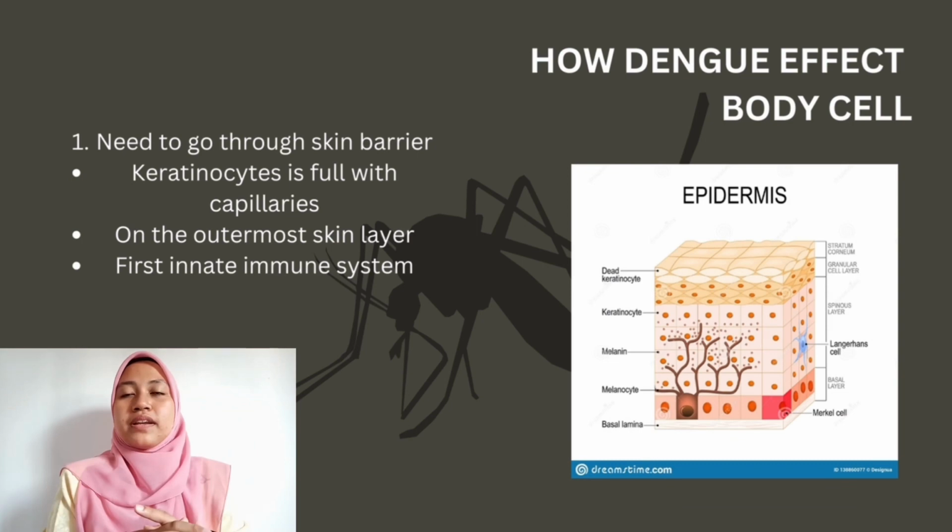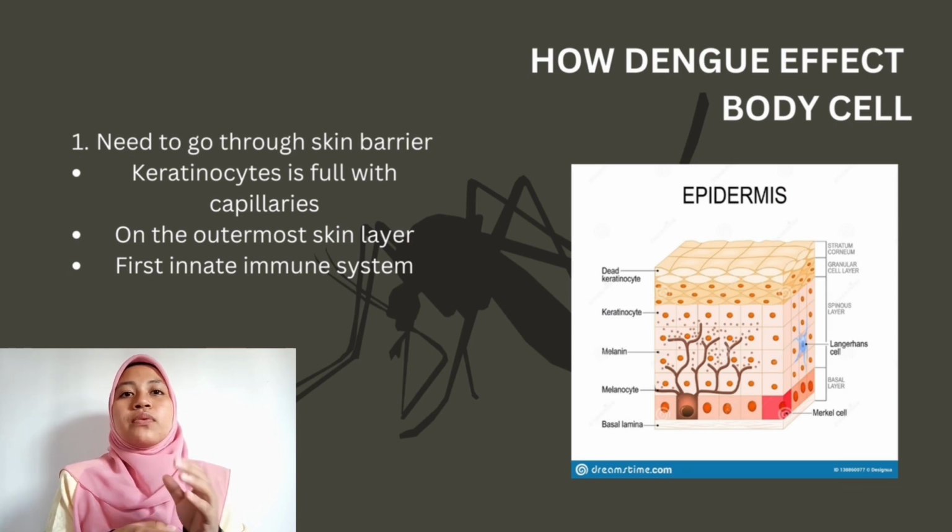So the next part is how dengue will affect the body cell. To affect a body cell, the dengue virus will initially bind to the cell surface. But before that, the first obstacle that the mosquito will encounter is the physical barrier of the skin, which is composed of several layers of keratinocytes interspersed with a network of capillaries.